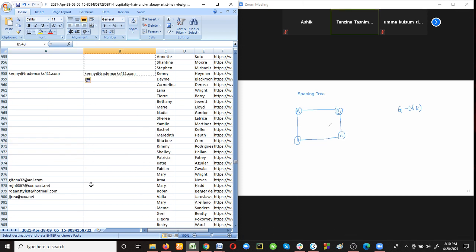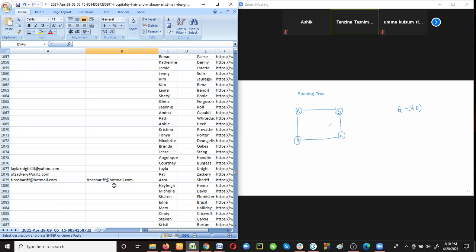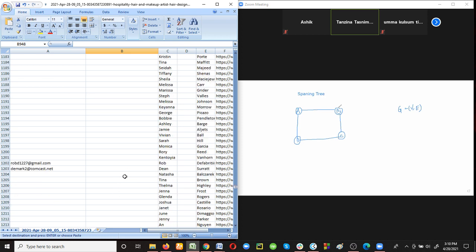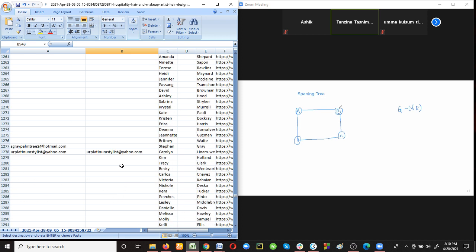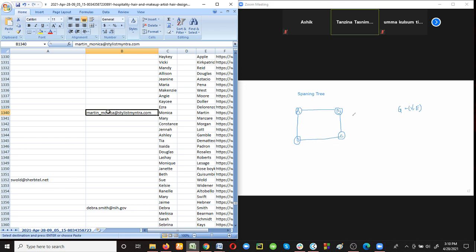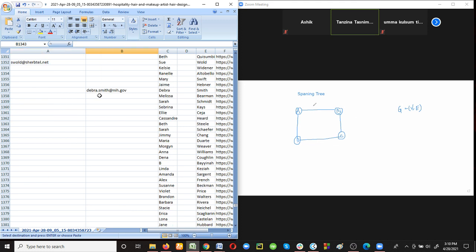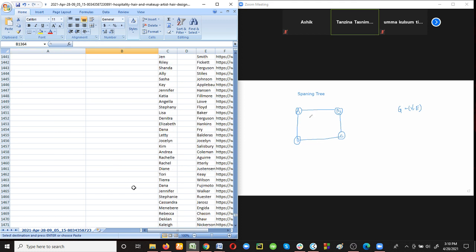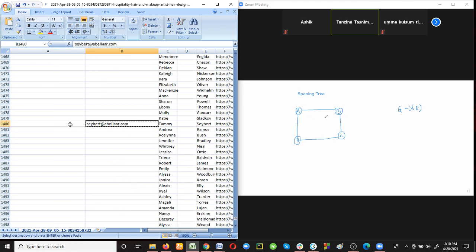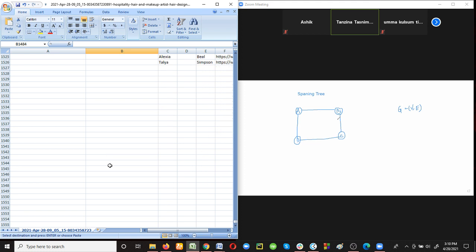There are some other types of graph, that is multi-graph. What is a multi-graph? If there are some loops or cycles or parallel edges, we can call it a multi-graph. What about a weighted graph? If we are assigning some values to each of these edges, that will be called a weighted graph. So now how can we create the spanning tree from this graph, or what is actually a spanning tree?